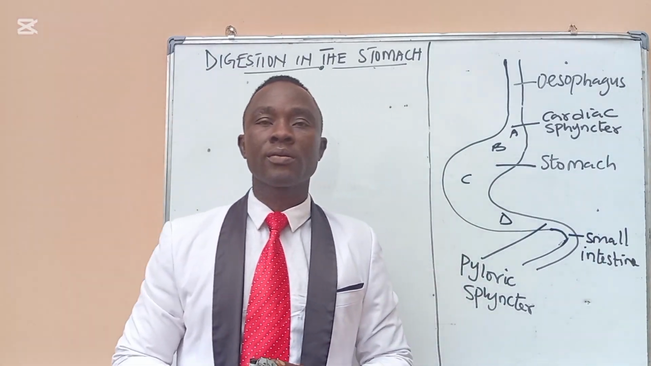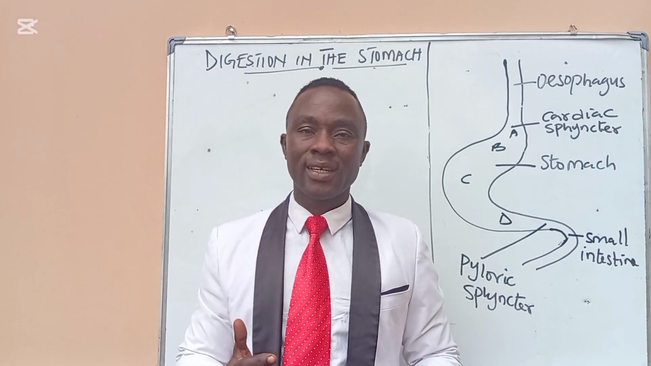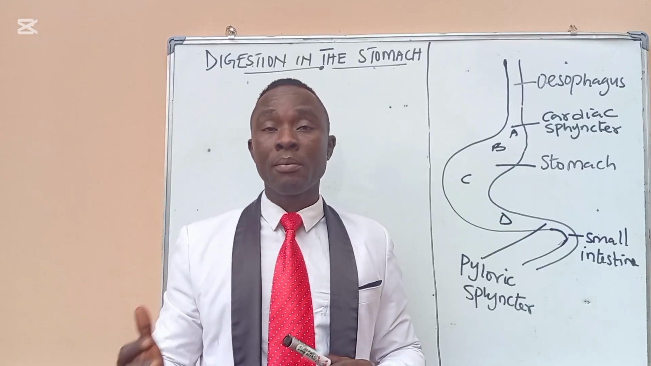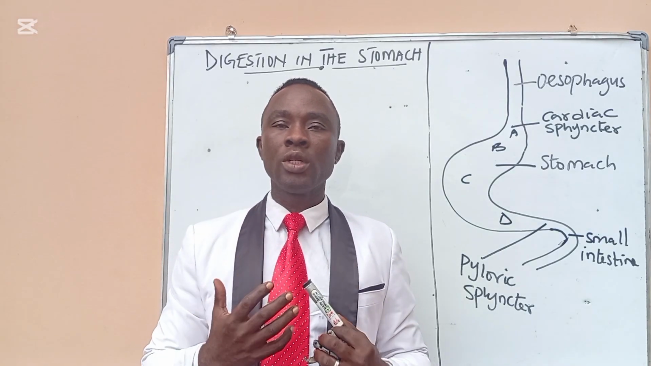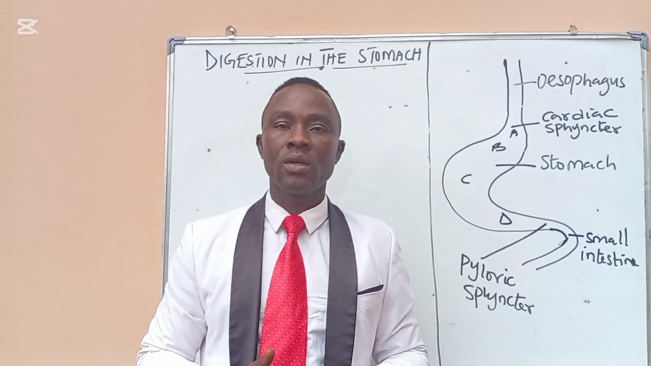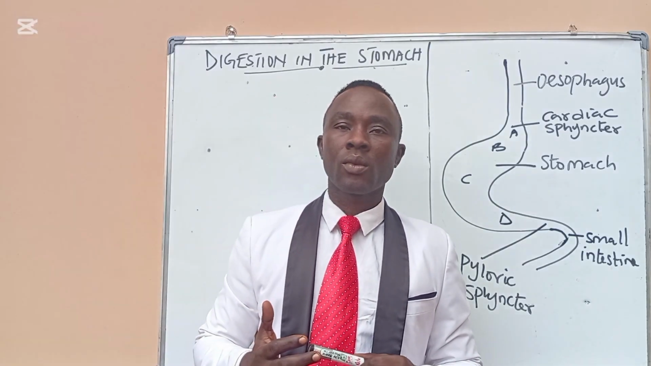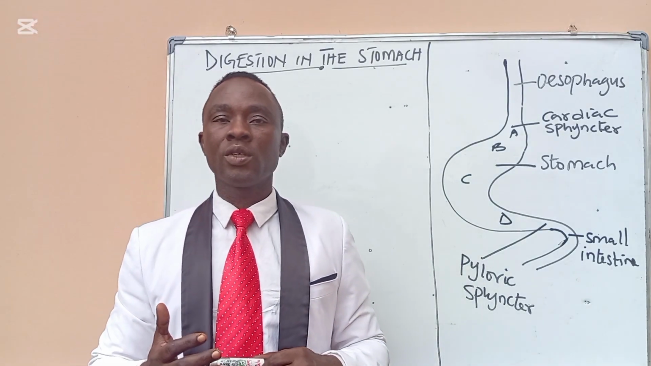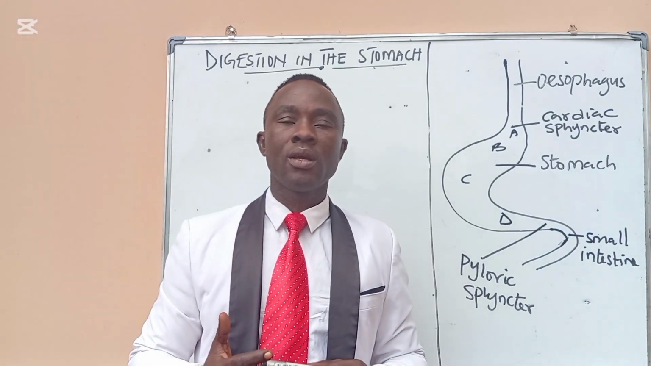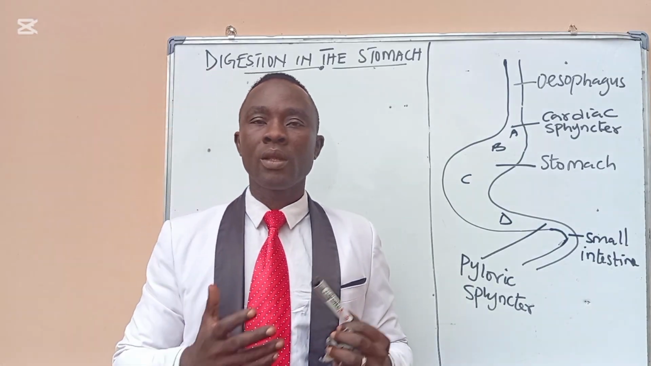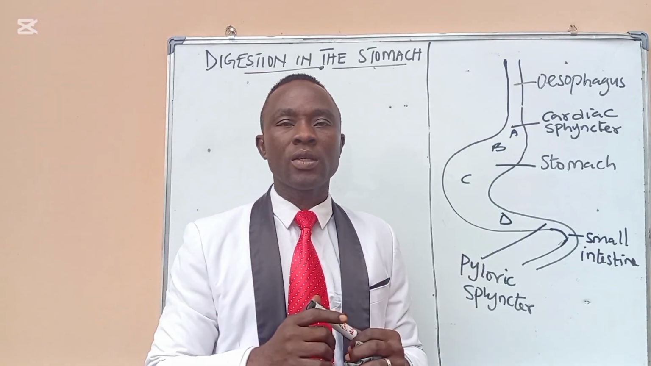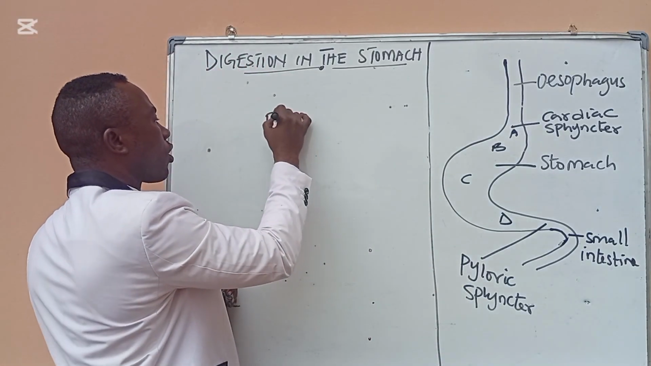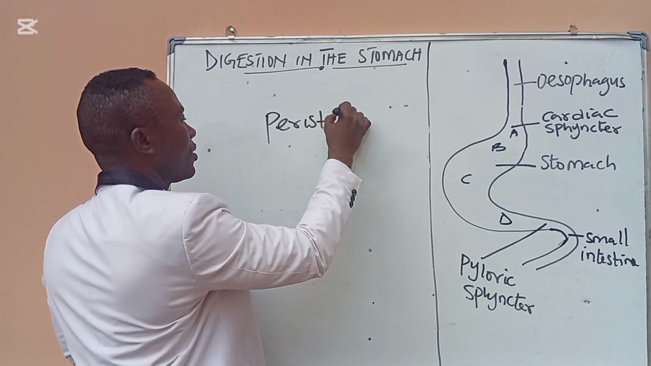Digestion in the stomach. Now, after food is digested in the mouth, it moves down to the stomach through the esophagus. There is no digestion in the esophagus because it does not contain enzymes. After digestion in the mouth, the food has to move from the mouth into the stomach, and it does that by a kind of movement we call peristalsis.